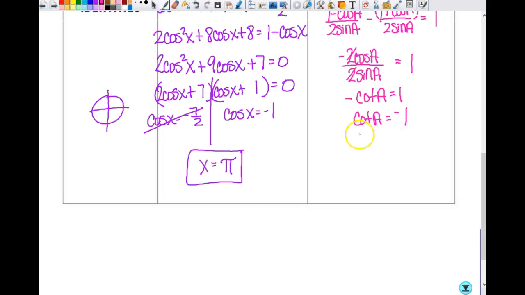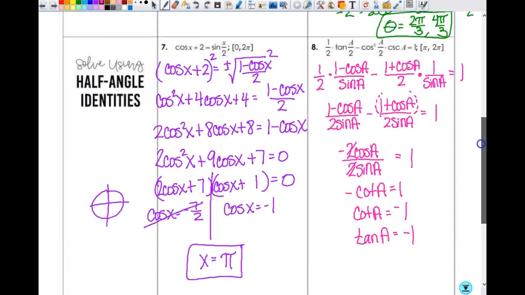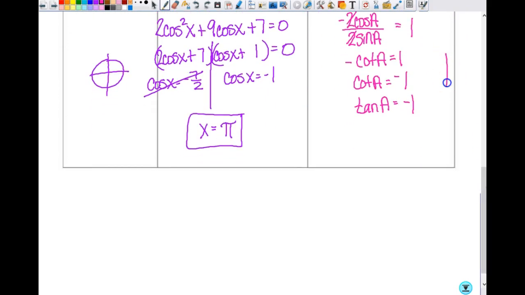But tangent is what I'm more familiar with, so what would tangent a be? Negative 1, because the reciprocal of negative 1 is negative 1, right? Then I've got to look at my interval. I'm going from pi to 2 pi, so these two quadrants. Which of these two quadrants has tangent negative? Just the fourth, right? Because tangent's positive here. So fourth quadrant, tangent of a gives you negative 1. What is a? 7 pi over 4. And we're done.